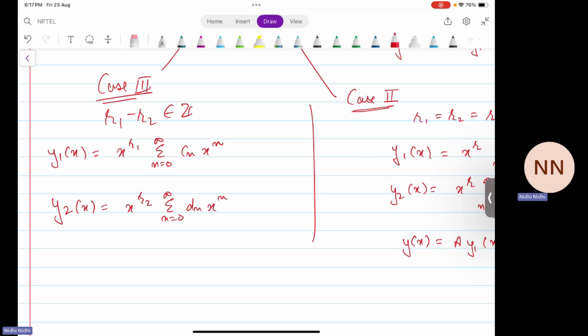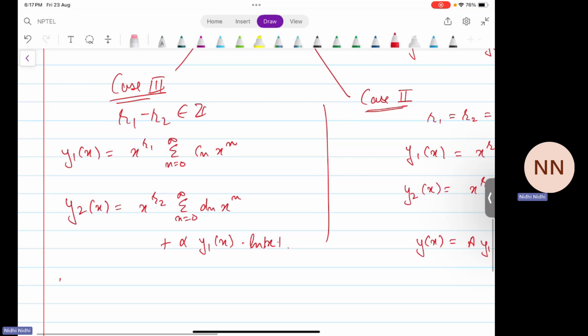One can easily see that if we take only this much, then y1 and y2 will turn out to be linearly dependent. So in this case, as done in case 2, we'll add some constant alpha times y1(x) times log x. One can easily see that again y1 and y2 both will satisfy the equation, and our general solution would be given by y(x) is equal to a times y1(x) plus b times y2(x).